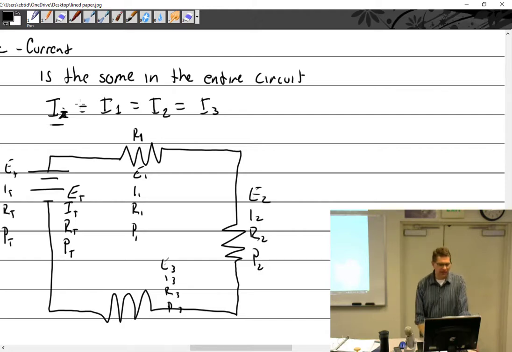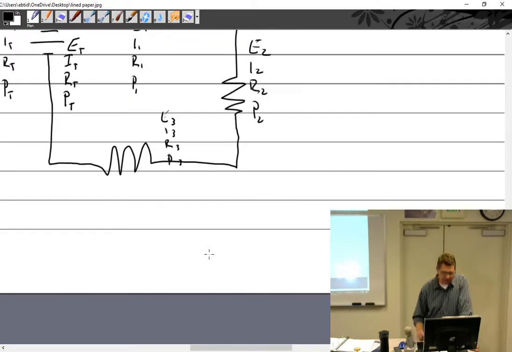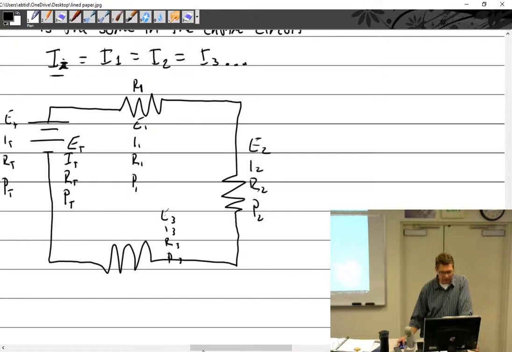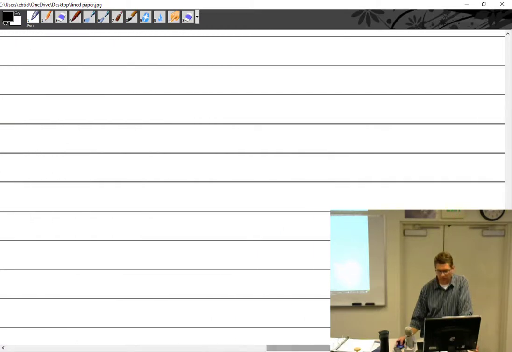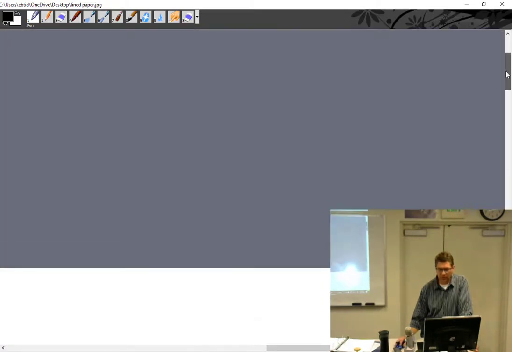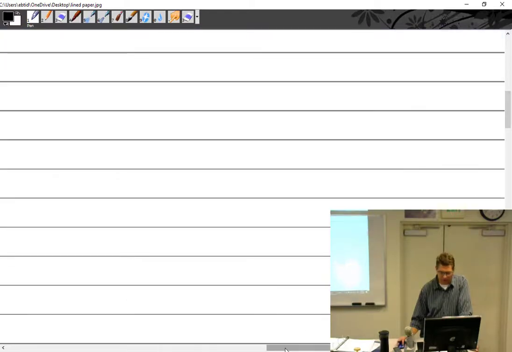So when I say that the current is the same in the entire circuit, so I total, the total current is the same as in 1, is in 2, is in 3, and I can say so on. And I can add 1,000 resistors, and that would be true. And then I would say that, oops, I need to move this. I'm out of room. 3, 2, 1. All right, nobody panicked. All right, I'm good.